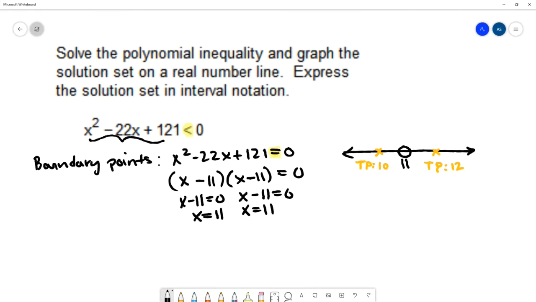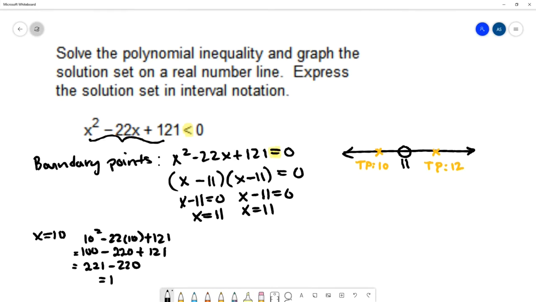So let's substitute x equals 10 into our polynomial. That's 10 squared minus 22 times 10 plus 121. 10 squared is 100. 22 times 10 would be 220. 100 plus 121 would be 221. And we have 221 minus 220 would give you a positive 1. And so that means in this interval, our y values will be positive.